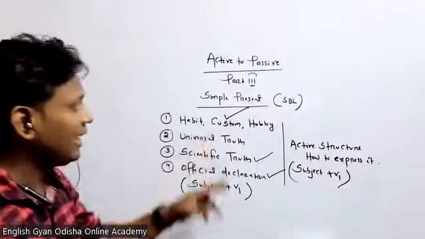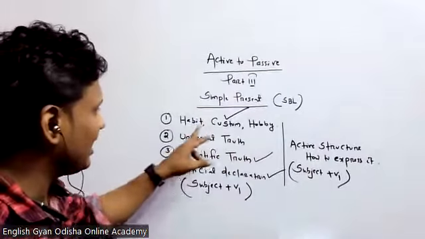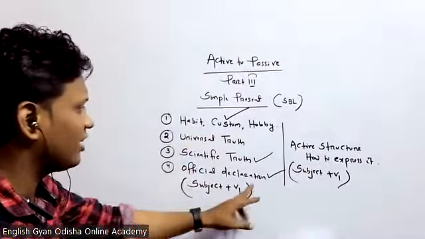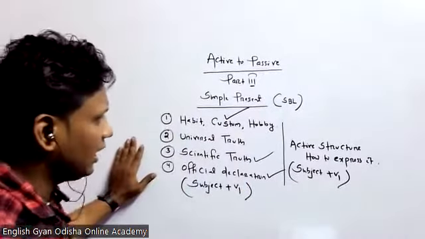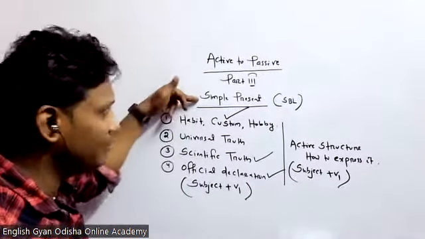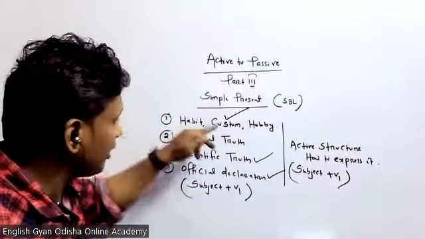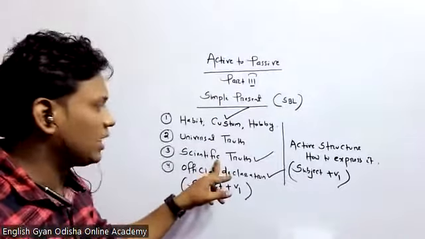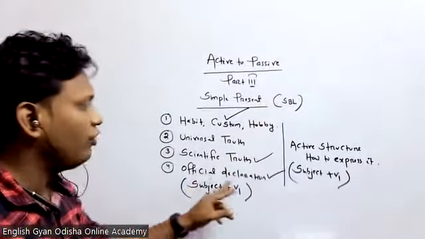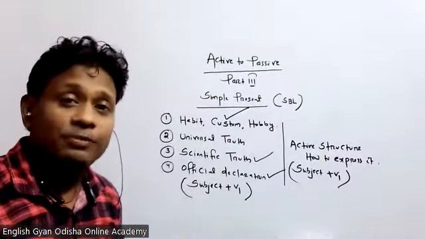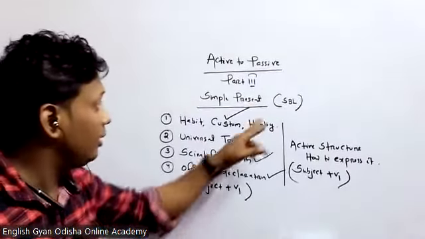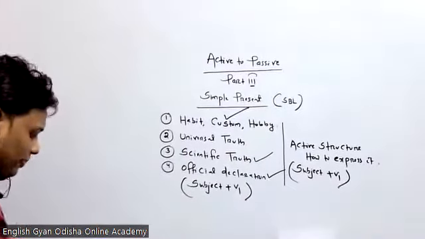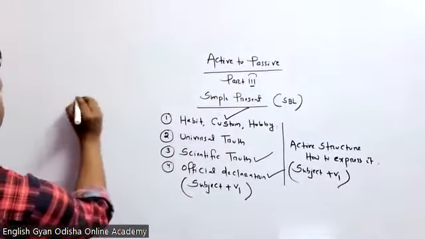Right now, here we have habit, custom, hobby, universal truth, scientific truth, and official declaration. All of these come under simple present. Remember, my friends, custom can be expressed in passive, scientific truth can be expressed in passive, and official declaration can be expressed in passive. So let me give you some examples, then you can easily understand. Let me give you the first example: custom.